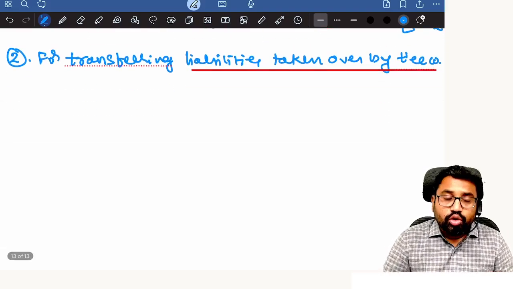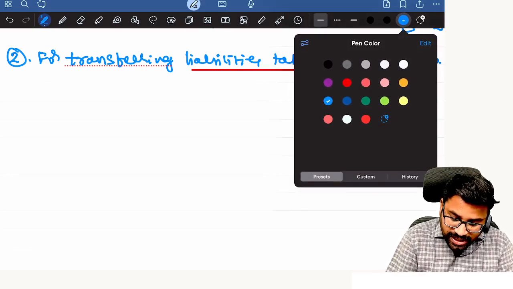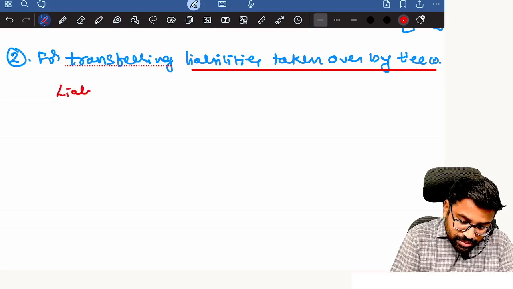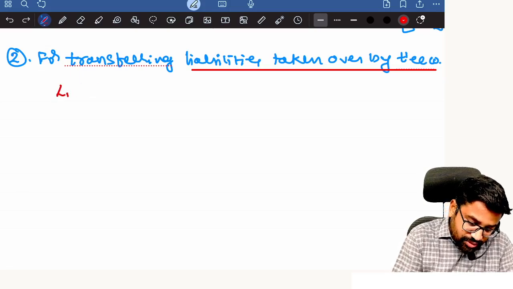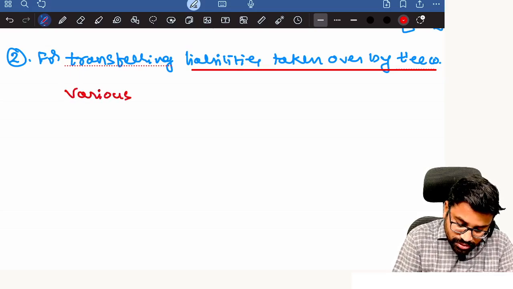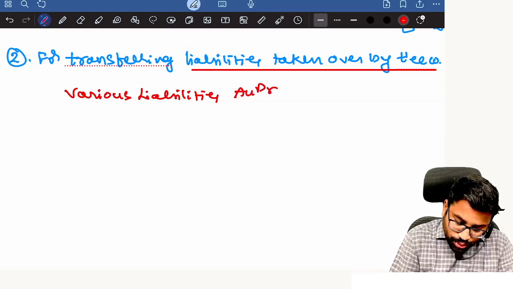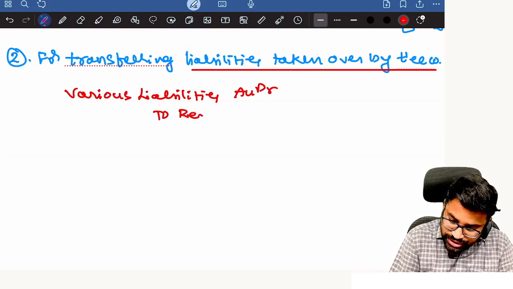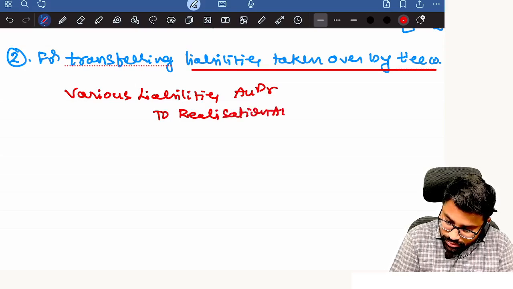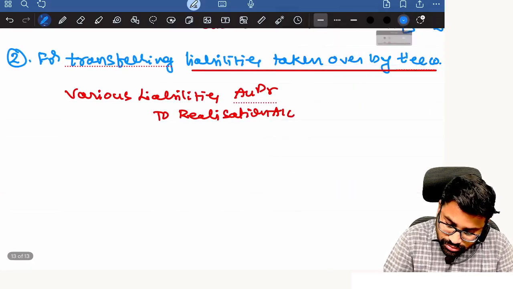So tell me, when you close a liability, you will debit, correct? You will debit liabilities. So therefore various liabilities account debit to realization account. At what value? Book value.